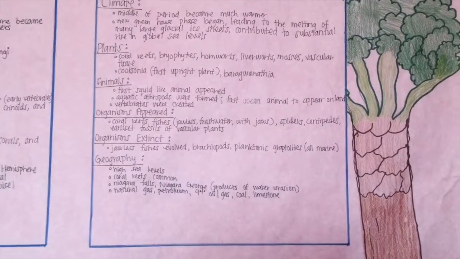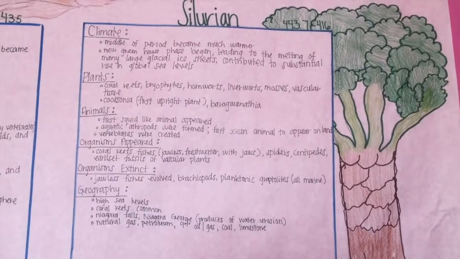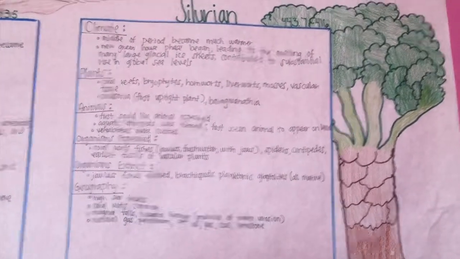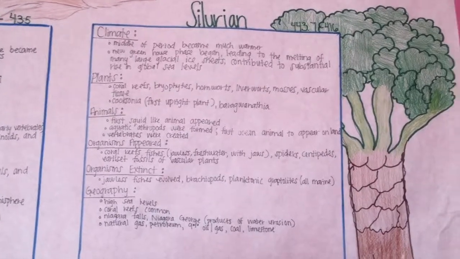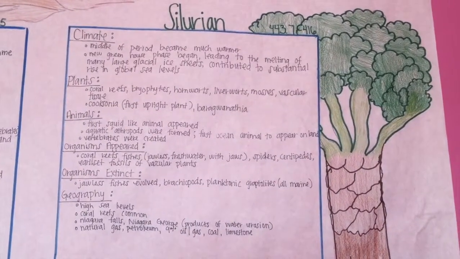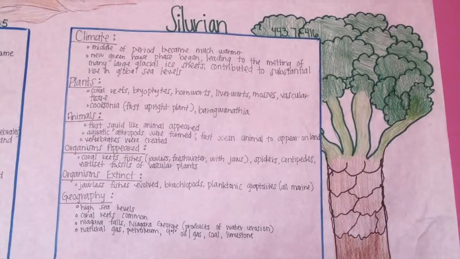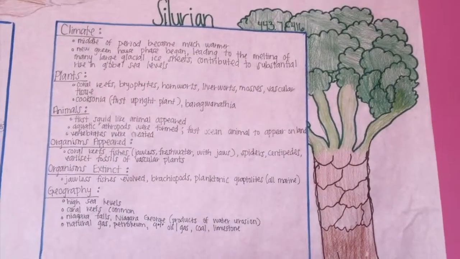Geography. There were high sea levels in the Silurian period. Coral reefs were common. Niagara Falls and Niagara Gorge were products of water erosion. Natural gas, petroleum, 9% of oil and gas, coal, and limestones were natural resources.